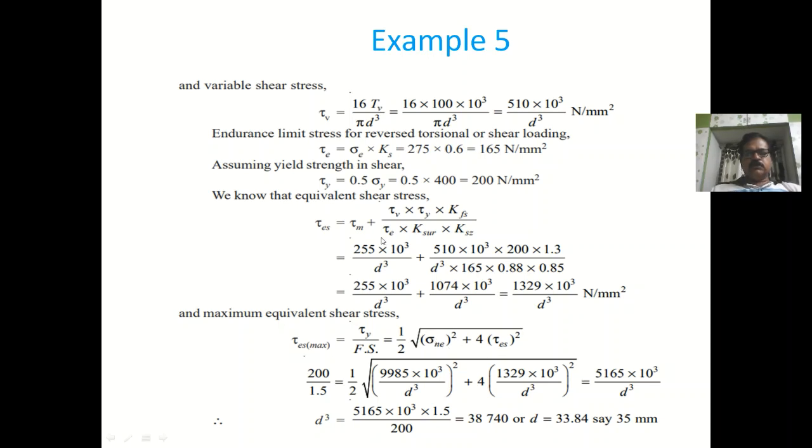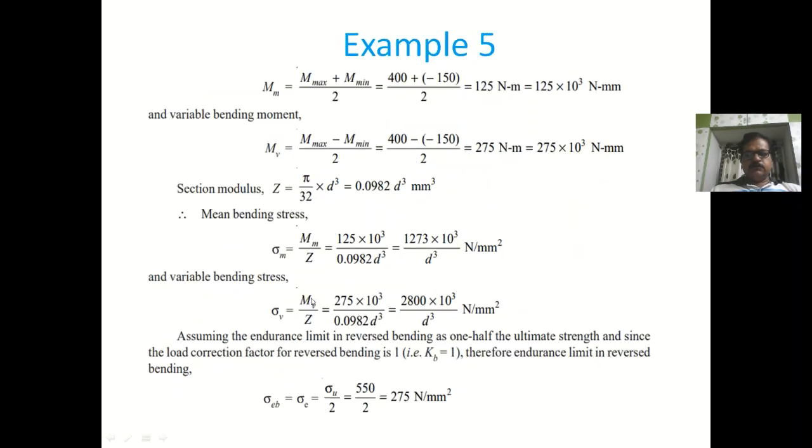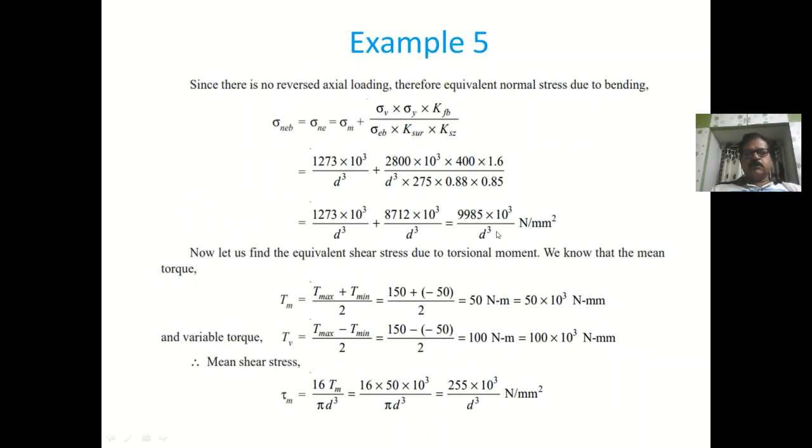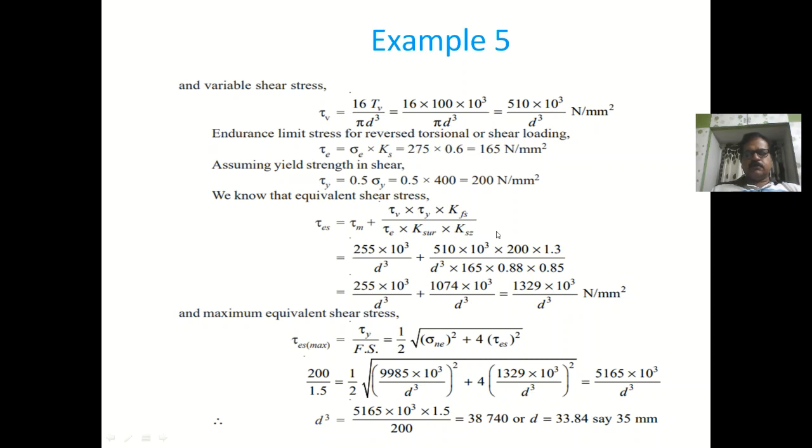So tau ne is that is here 99985 into 10 power 3 by d cube into 2 whole square, and this is 1329 by d cube into 10 cube. So now a common thing in these two is d cube. So there is square and there is root. You can take it outside, that is 1 by d cube, and by simplifying the numerical values here, that is 5165 into 10 power 3. So now 5165 into 10 power 3 by d cube is equal to 200 by 1.5.